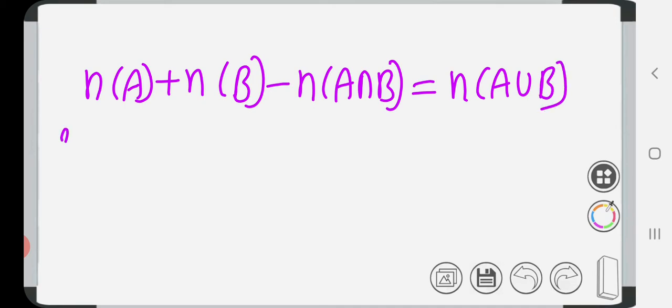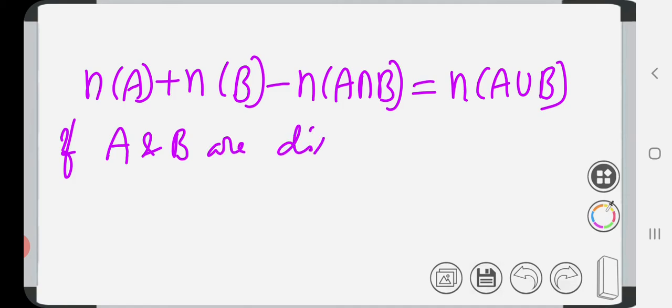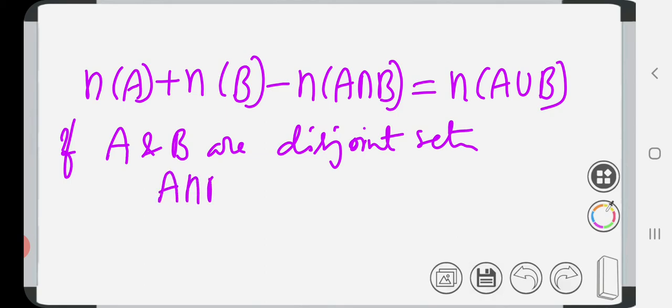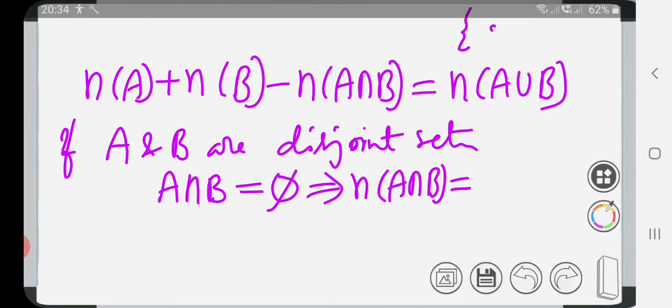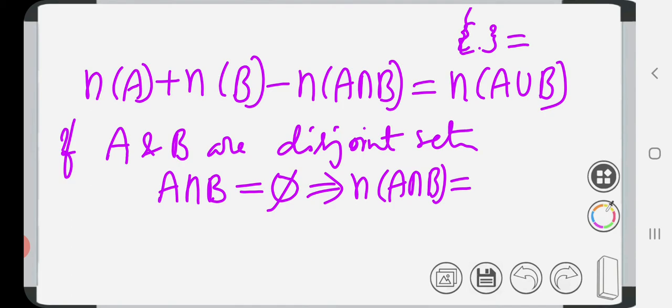Now, if A and B are disjoint sets, then what will happen? Just see, disjoint sets. Already we know that if A and B are disjoint sets, then A intersection B is equal to the empty set. Then the number of elements in this set, n(A intersection B): for the empty set we open the bracket and just close the bracket. Then the number of elements is none. Therefore, we get 0.